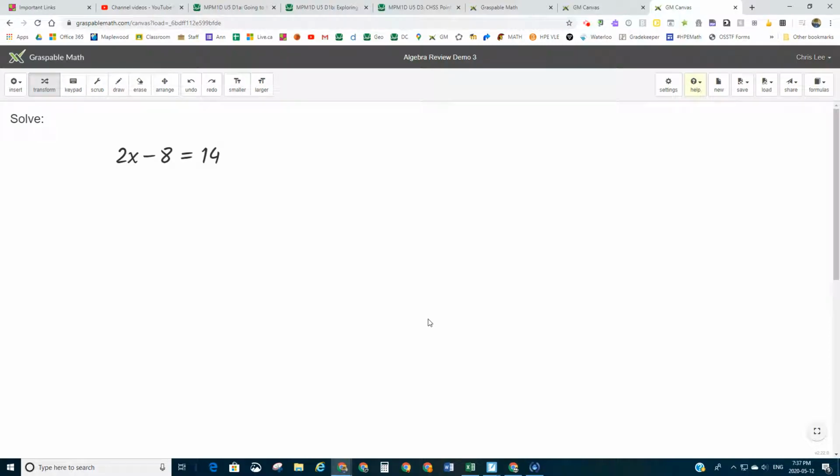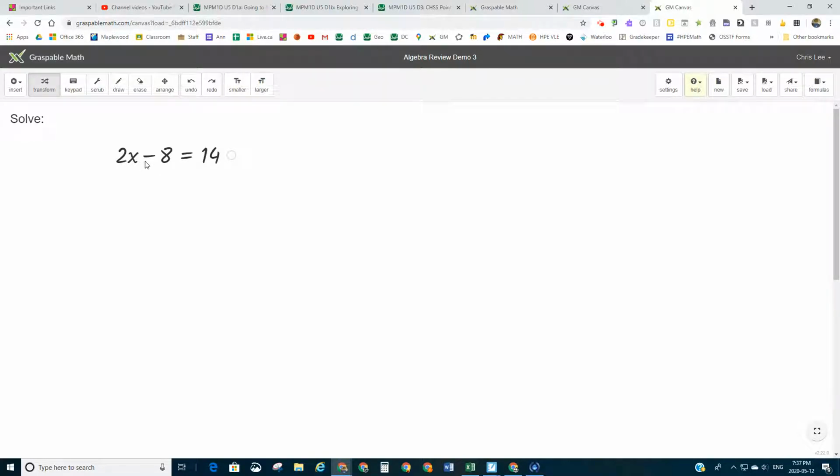In the second equation, we have 2x minus 8 equals 14. So for starters, let's just see what happens if I click on this operation. It should subtract them, but for some reason it's not allowing me. Well, that's because 2x and 8 are unlike terms. So Graspable Math knows that you cannot subtract those.